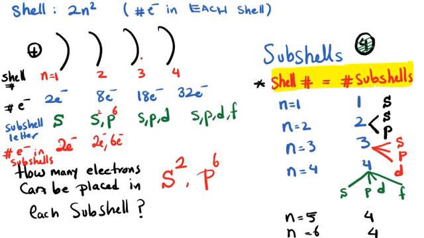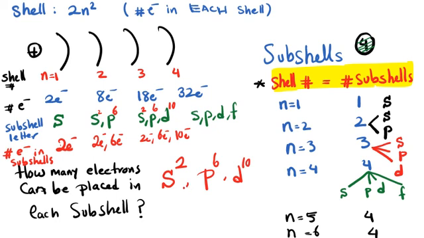How about shell number 3? Shell number 3 can hold up to 18 electrons. It can keep 18 electrons in this shell. For S, we have only 2 electrons. For P, up to 6 electrons. And totally, we have 8 electrons here. The remaining electrons can be placed in the D subshell. It means 10. So I'm going to write the information for D here, 10 electrons. So the D subshell can always hold up to 10 electrons.